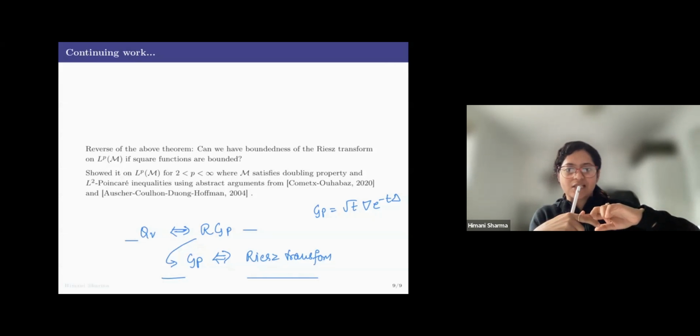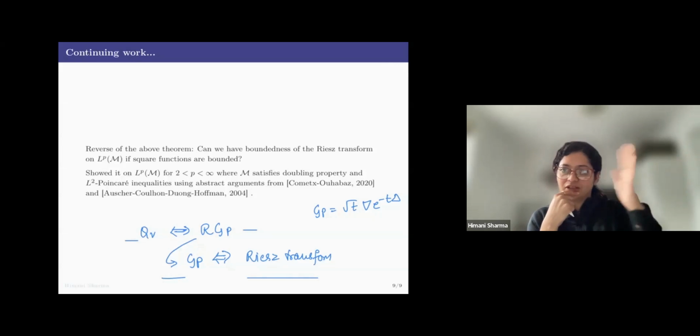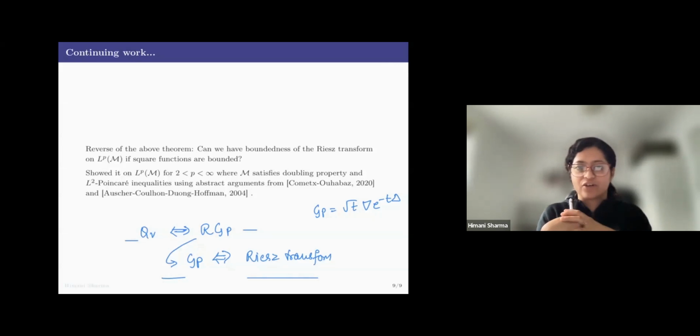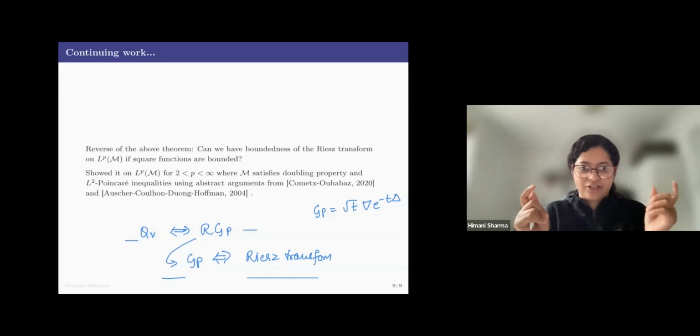So the non-doubling case is still not done so far for the reverse direction, moving from the vertical square function to the boundedness of the Riesz transform. So what we need to try to do is to reduce these assumptions, or to prove boundedness of the Riesz transform with the help of boundedness of the vertical square function for the non-doubling case. And this is what I am currently working on.